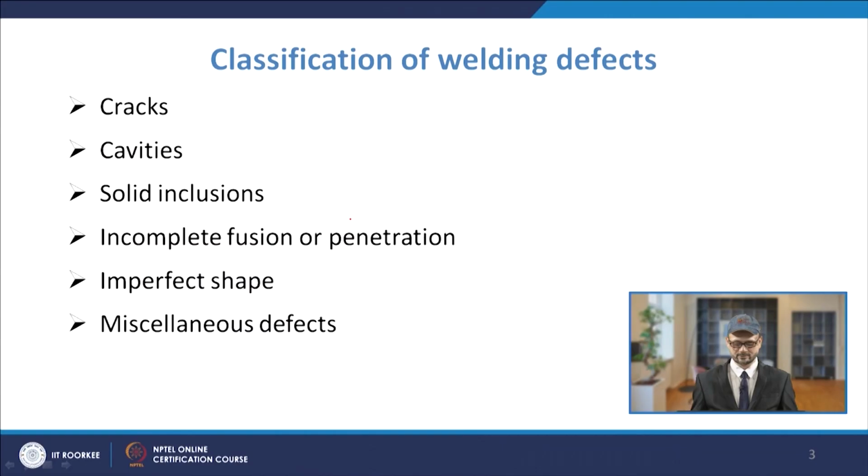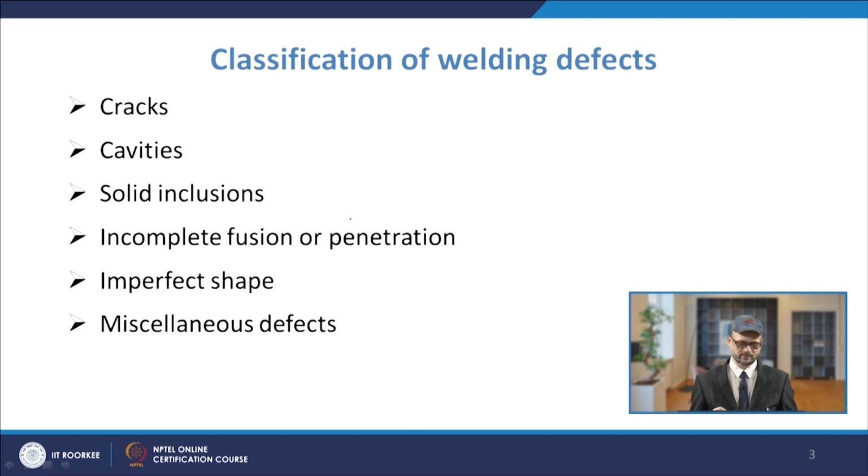If you talk about the classification of the defects, then defects are classified as cracks. There are different types of cracks, like cold cracks, hot cracks, crater cracks, and toe cracks. On cracks we have built an understanding in our earlier lectures, where we talked about the different types of cracks and their generation. Then you have the cavities.